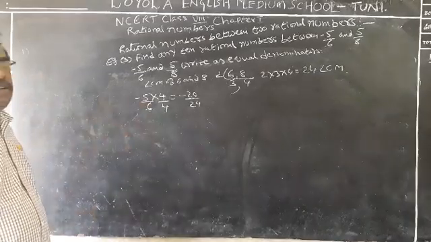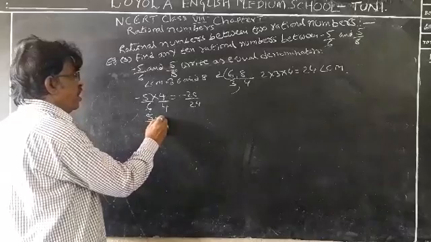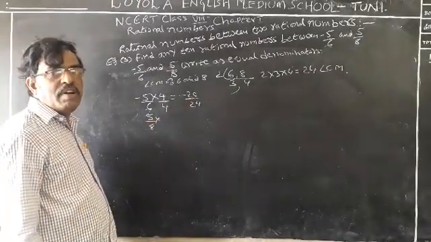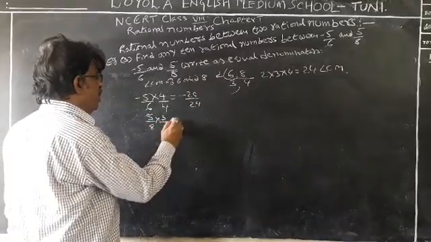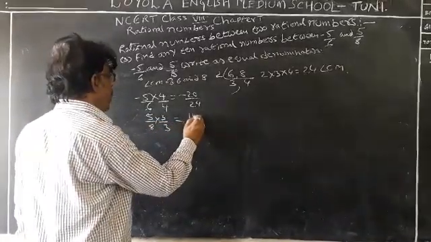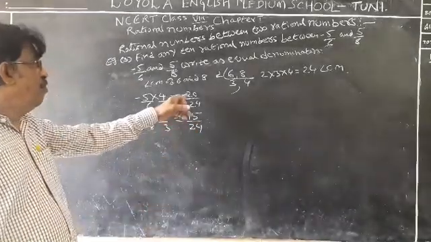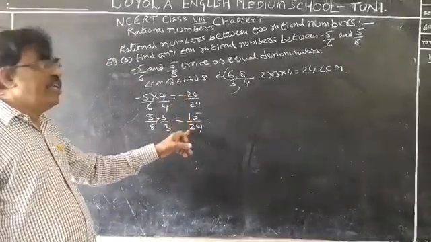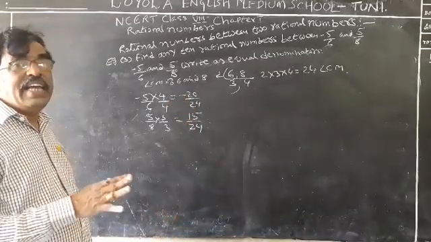That is the first one. Let us take the second one. 5 by 8. 8 how many are 24? 8 threes are 24. Multiply both numerator and denominator by 3. 5 threes are 15 by 24. Let us observe now: minus 20 by 24 and 15 by 24. Both of them are now like terms.